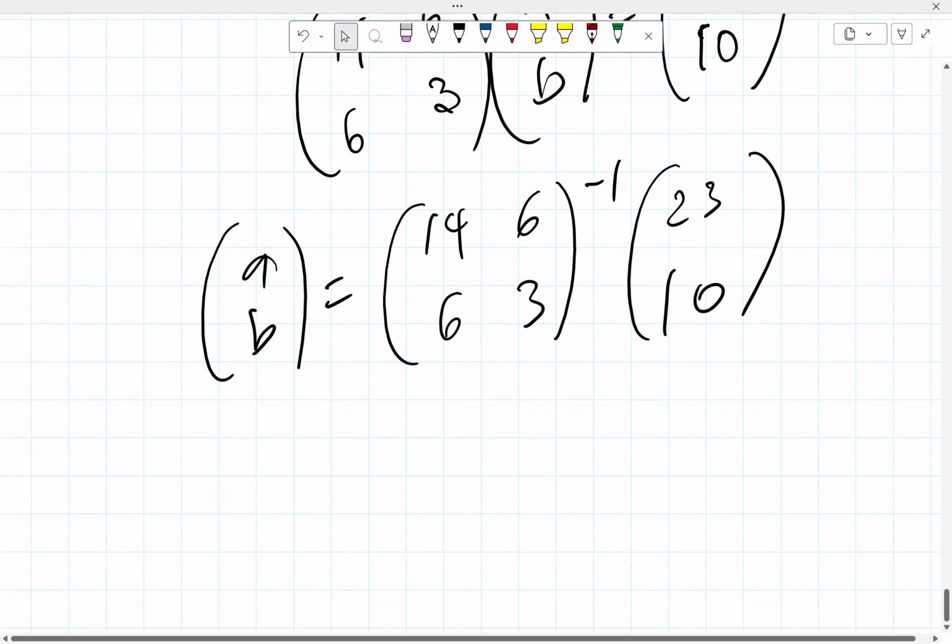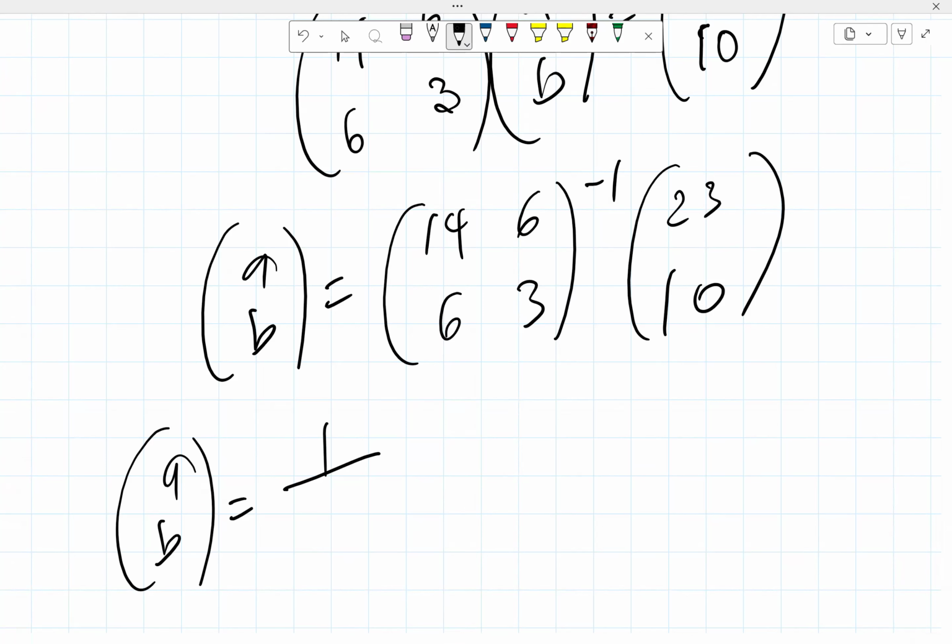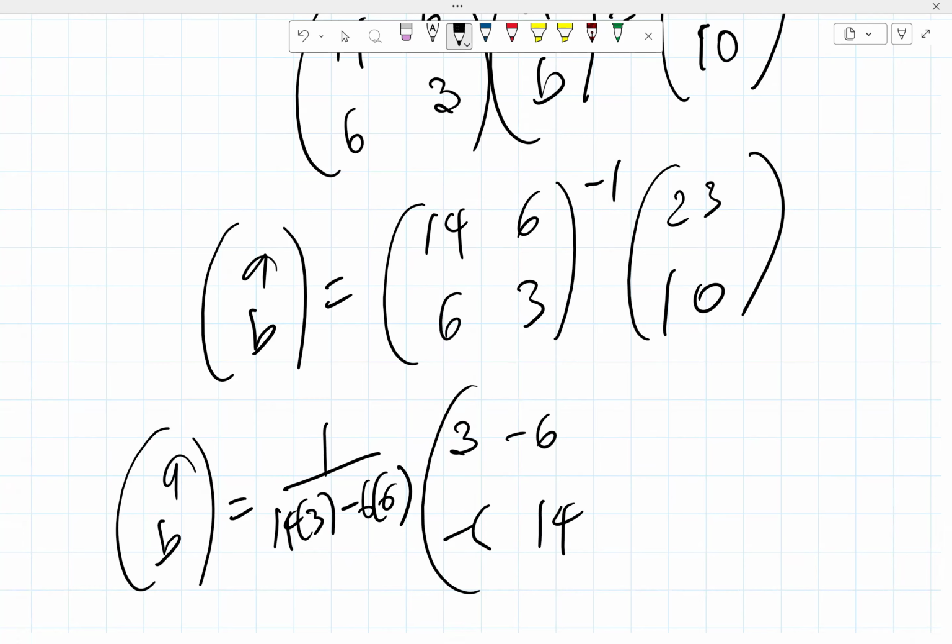Because this is a 2 by 2 matrix, we can still find the inverse very easily. So what we just need to do is find the determinant. So we have 1 over the determinant. That's 14 times 3 minus 6 times 6. That's the determinant, into, so for these two, we reverse: 3 comes here, 14 comes here. And for the other ones, we just change their signs easily. And then we have 23, 10, like this.